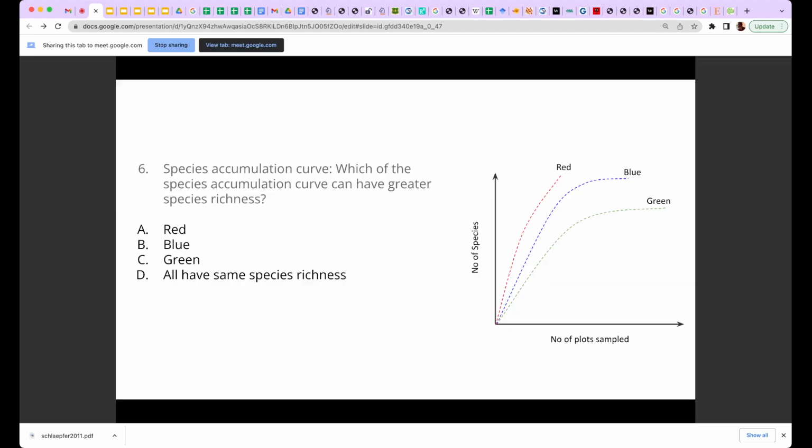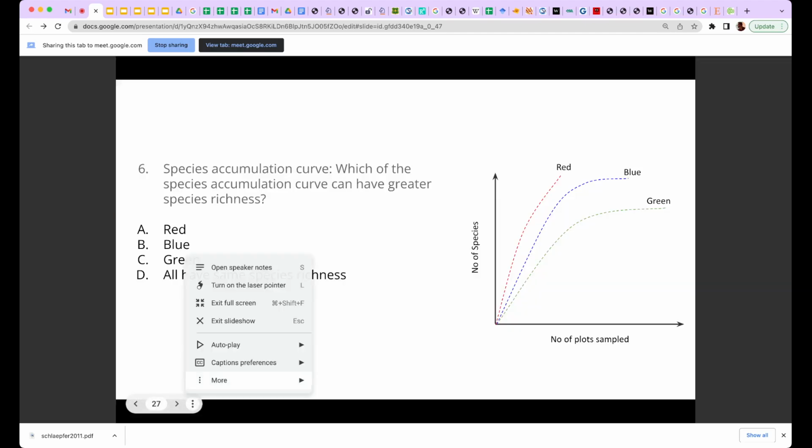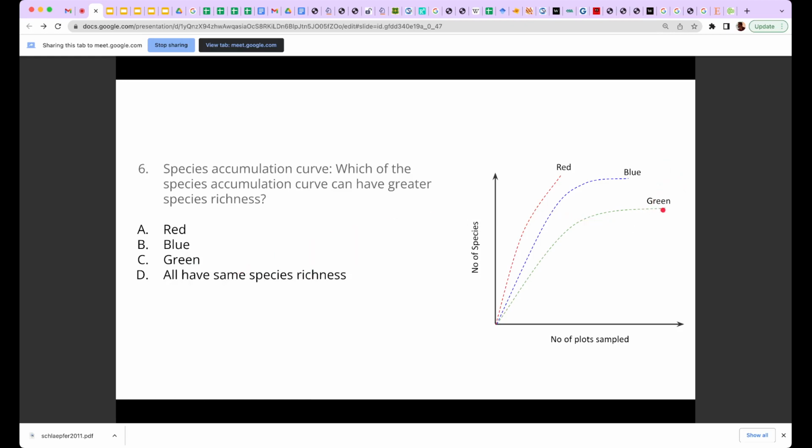So basically, what will happen is, let's just focus on the green line first. As you increase the number of plots, there would be a lot of species that you see in each plot, but the number of new species that you see slowly tends to reduce. So there would be a time when this green line just becomes flat. There would be no more new species that you see.